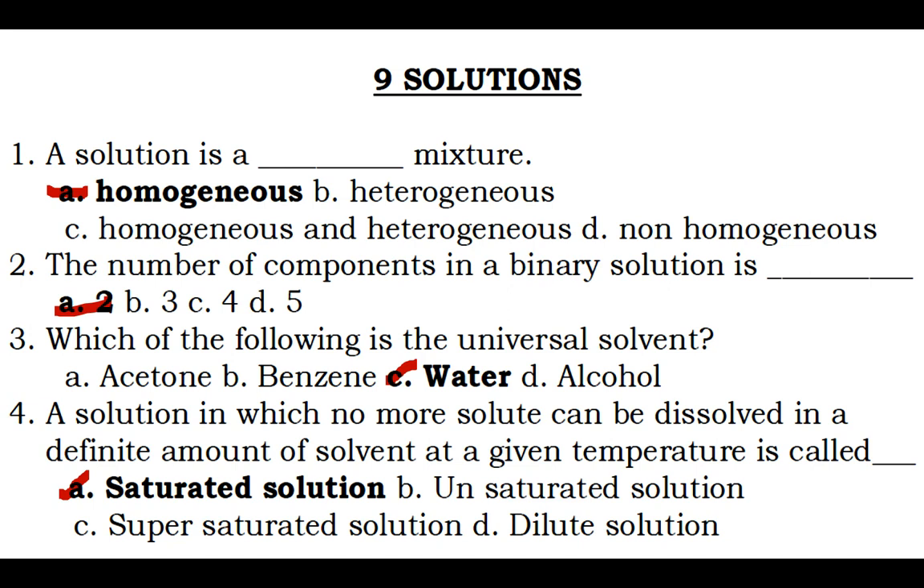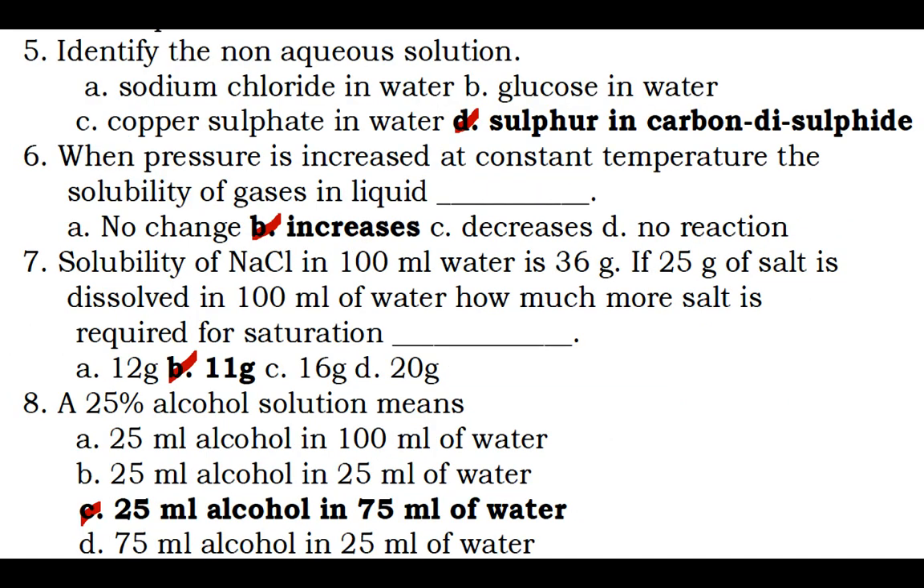Question number 4. A solution in which no more solute can be dissolved in a definite amount of solvent at a given temperature is called option A, saturated solution. Question number 5. Identify the non-aqueous solution. Option D, sulfur in carbon disulfide. Question number 6. When pressure is increased at constant temperature, the solubility of gases in liquid, option B, increases.